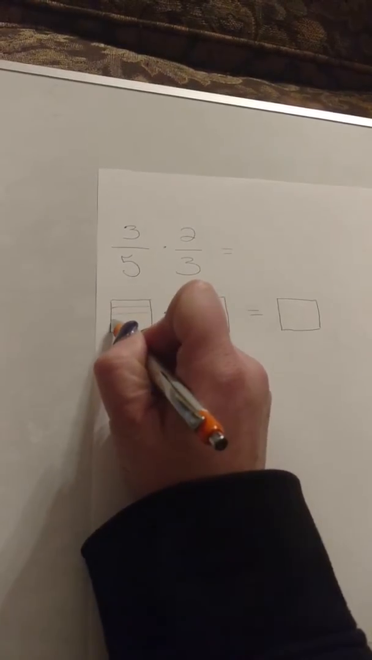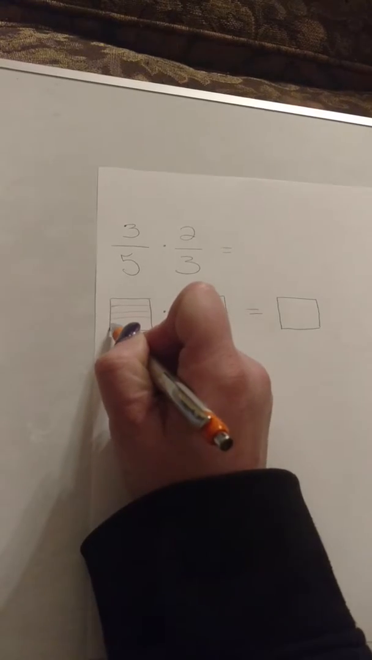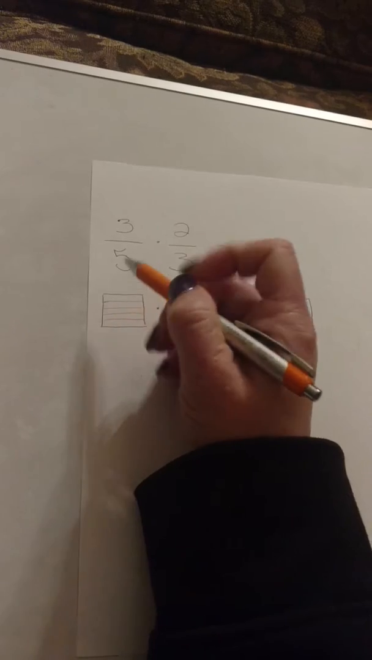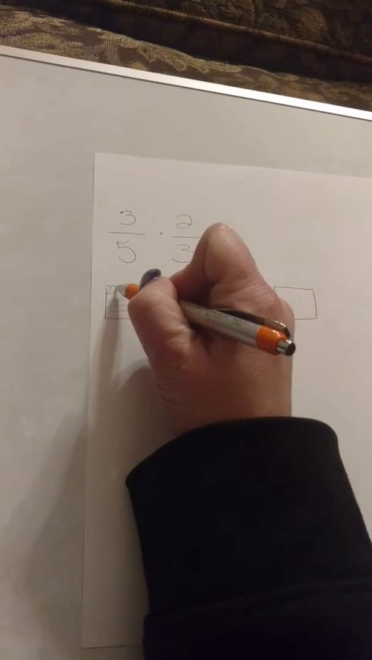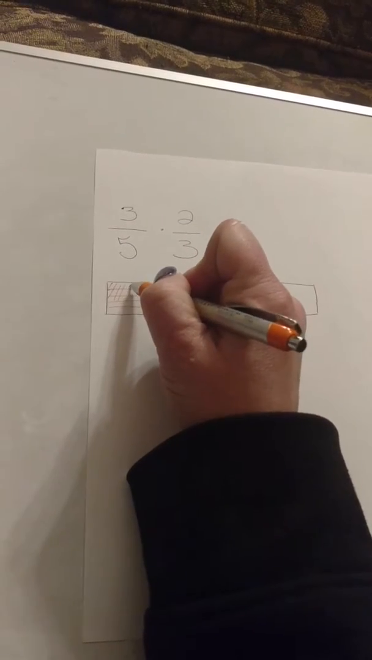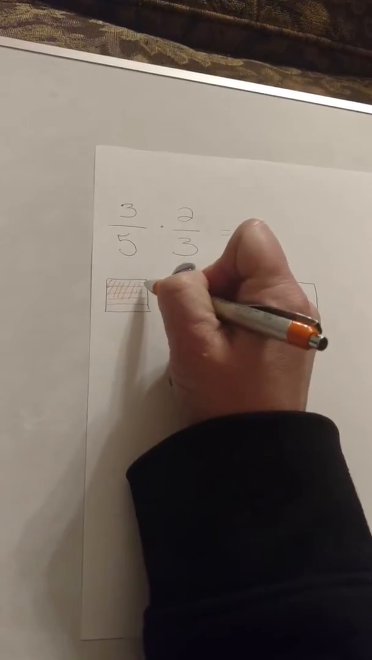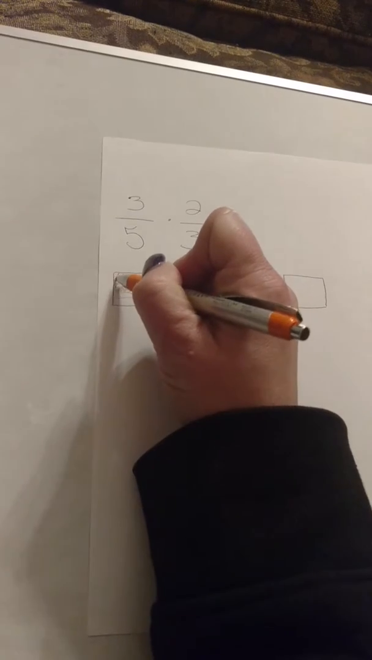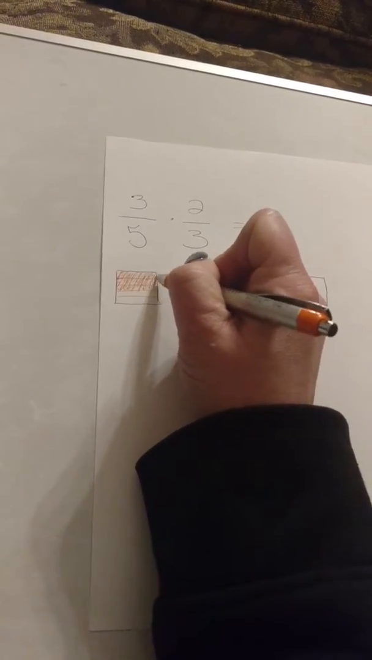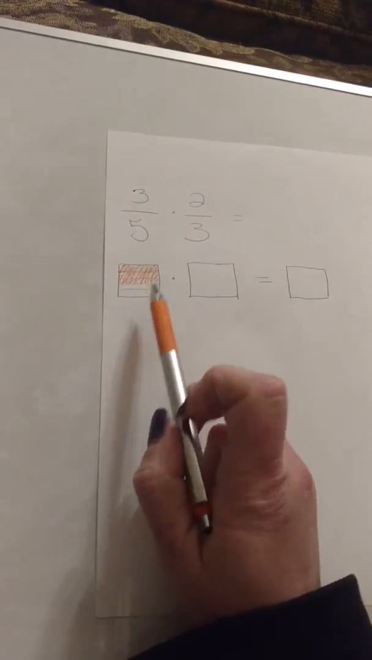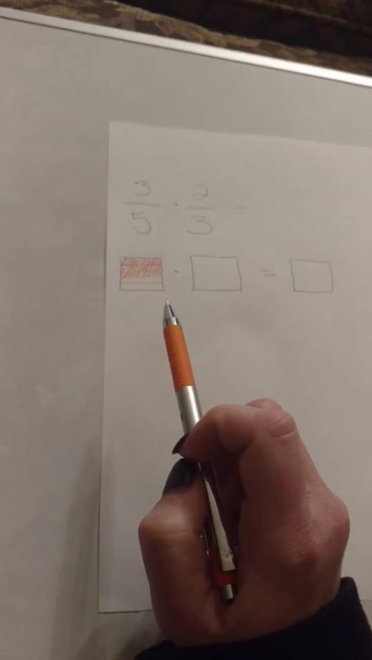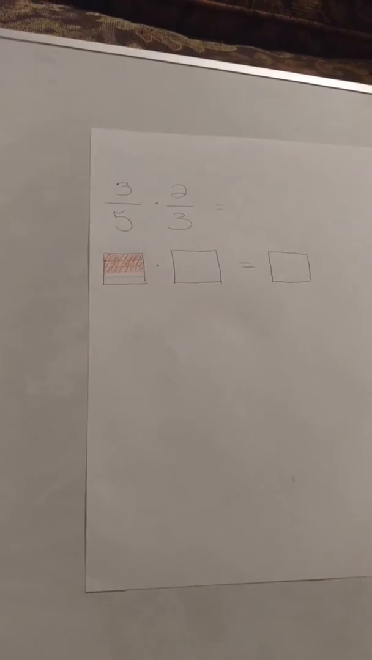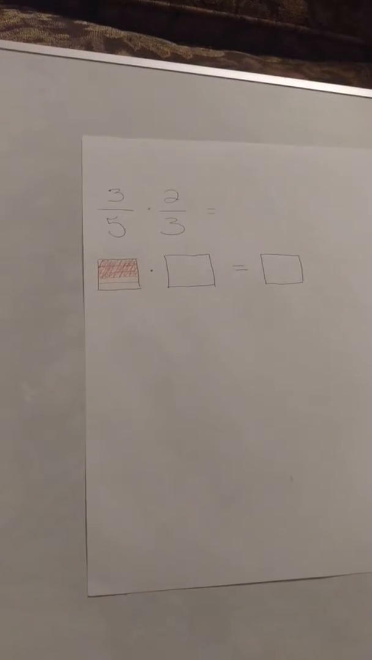2, 3, 4. And I'm going to shade in 3 of those 5 lines. Now this box represents 3/5. Now I'm going to draw another box to represent 2/3.